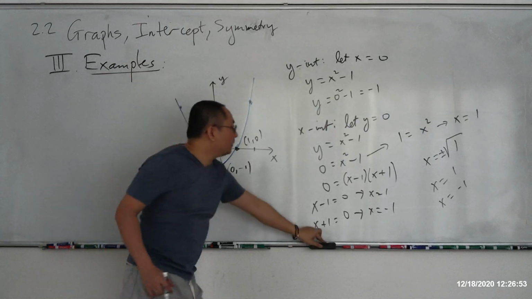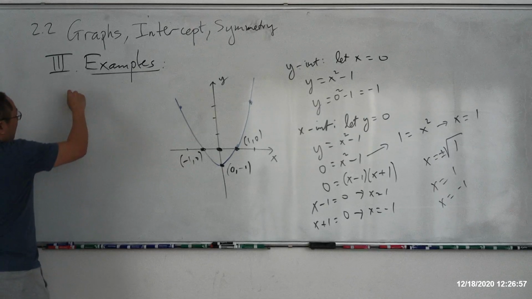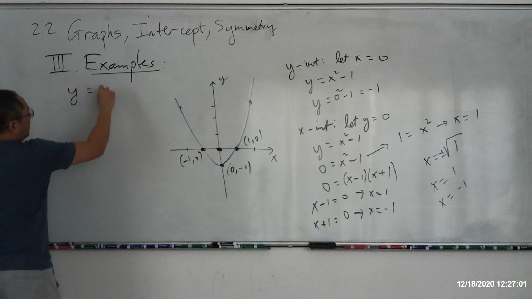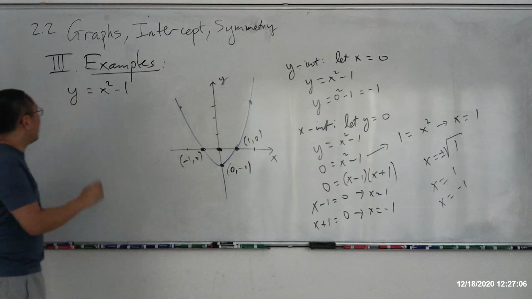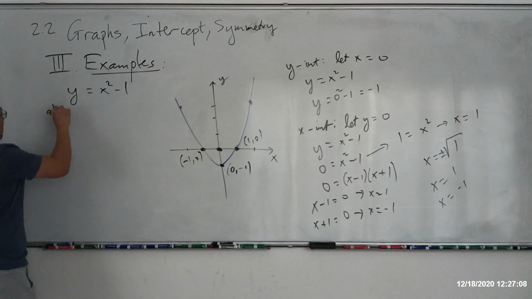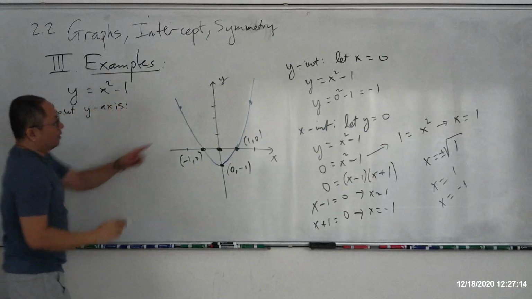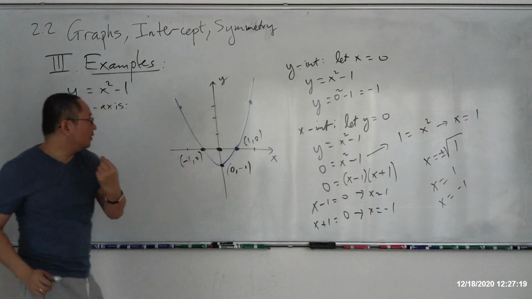We're going to test them out, see if the algebra confirms our observations about symmetry. y equals x squared minus 1. I want to test for symmetry about the y-axis. About the y-axis, what do we need to do? Flip over the y-axis. We are changing x to -x.